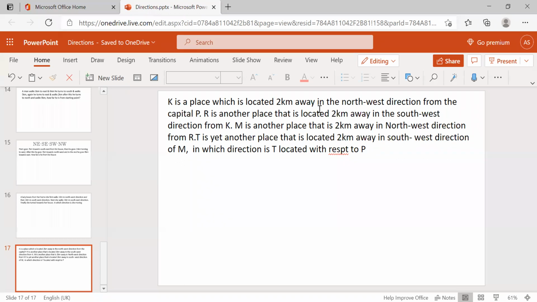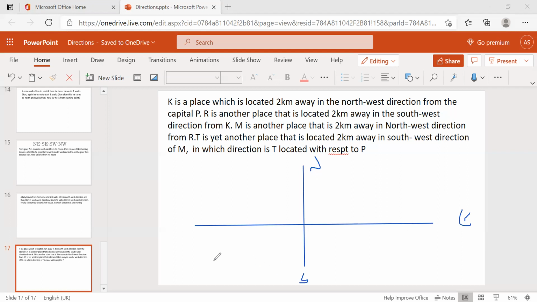In which direction is T located with respect to P? This is a very tricky question, very, very tricky. If you understand and can solve this question, it means you are perfect in directions. Now try this in our own way. First, I'm taking the directions here: north, east, south, and then west.